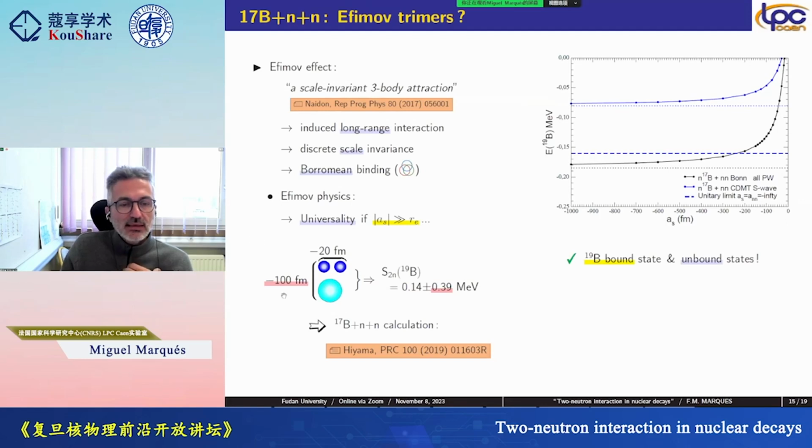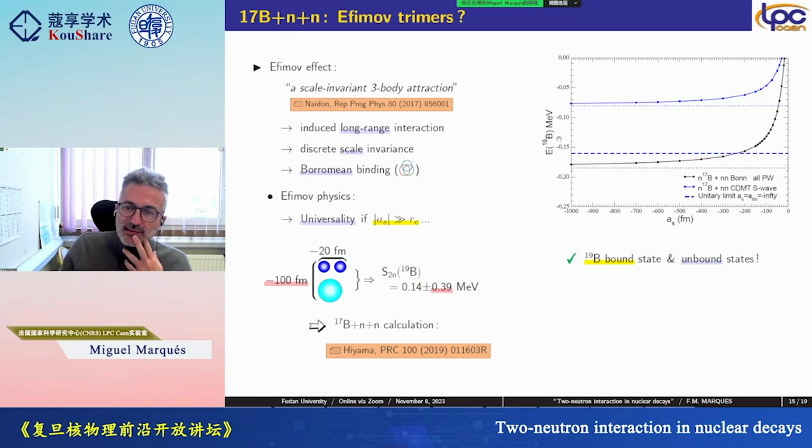And then, as I said, here we have a three-body system, about -20 Fermis for the neutrons, about -100 for boron-18. And the three-body system is very weakly bound, only 140 keV. So Hiyama-san, Carbonell, and Lazauskas made a calculation of this system using these two ingredients. You can find the details in this publication.